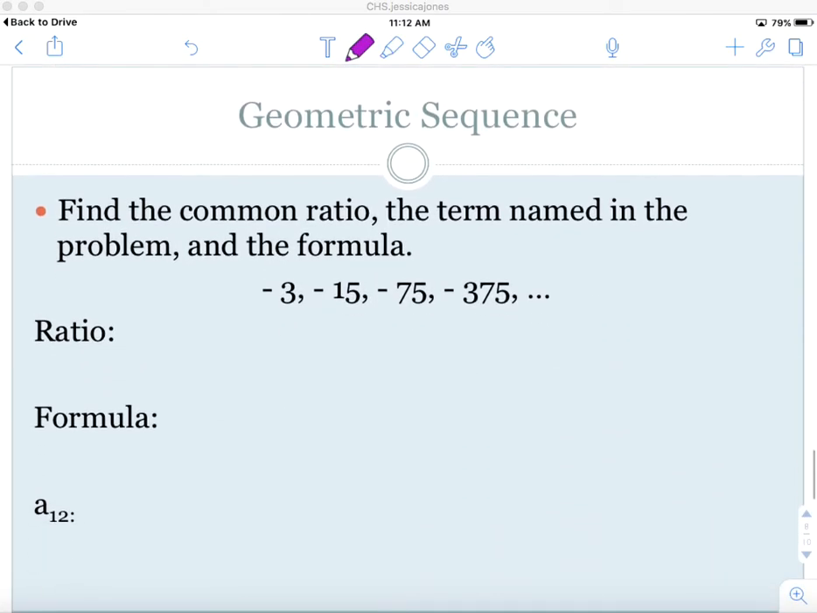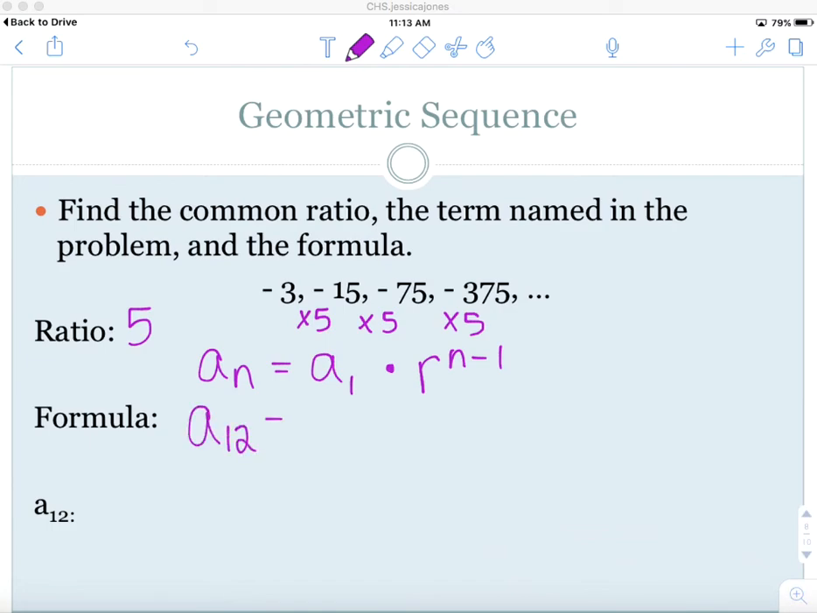Geometric sequences happen whenever you're multiplying or dividing instead of adding or subtracting. So if you look at this first example, this sequence is being multiplied by 5 each time. This is called a ratio, so our ratio is 5. Now I'm going to write out our formula again, and we have our first term times the ratio to the n minus 1 power. So in this example, we're finding the 12th term.